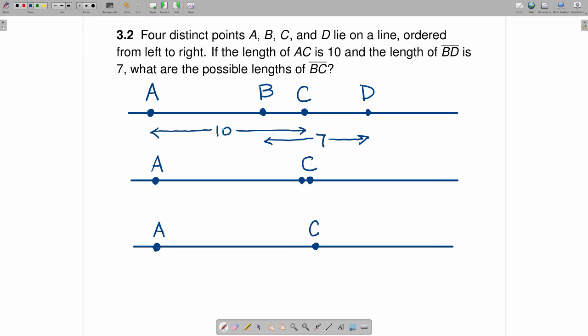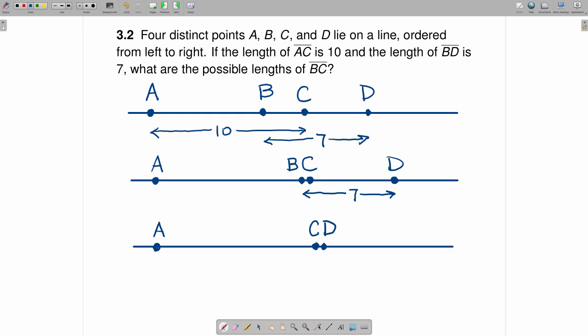Now we can't put it on top of C because these are distinct points, so we put it just slightly to the right of C, and wherever we put it, we know that we go 7 units to the right of it, and that's where we're going to put the point D. So that's one extreme case. Now the other extreme case is to take this BD segment, which has length 7, and this time slide it as far as we can to the left, and that would be equivalent to putting D just a little bit to the right of C.